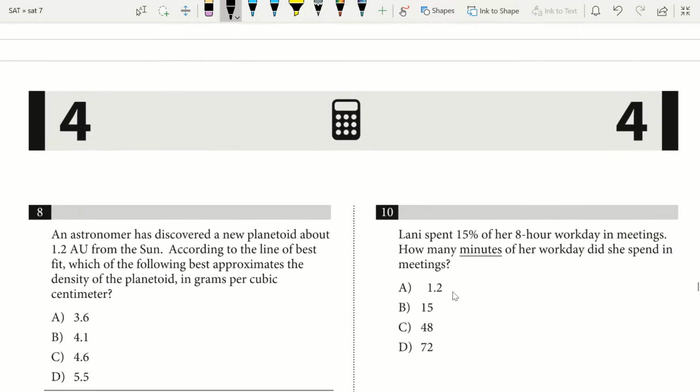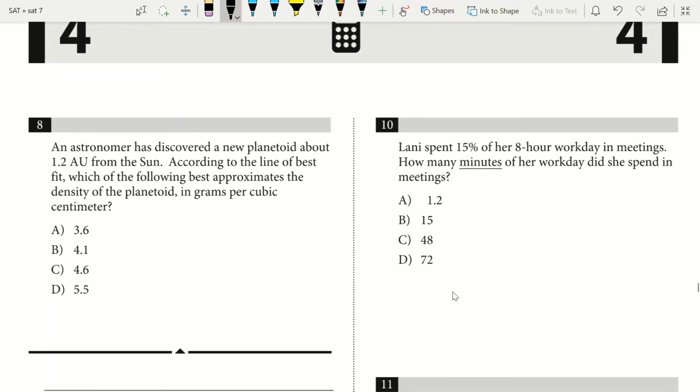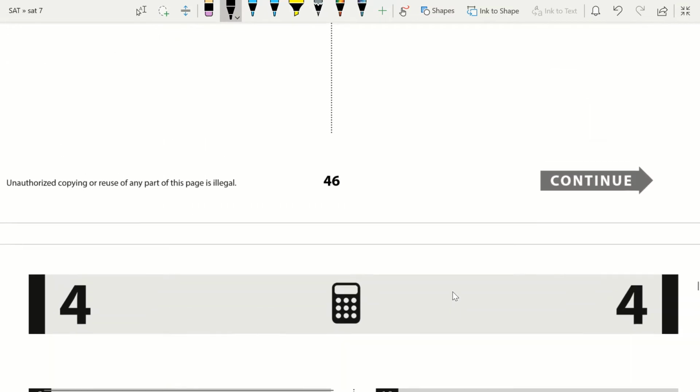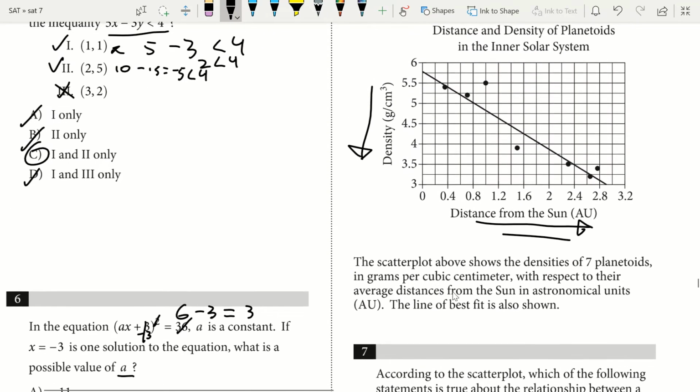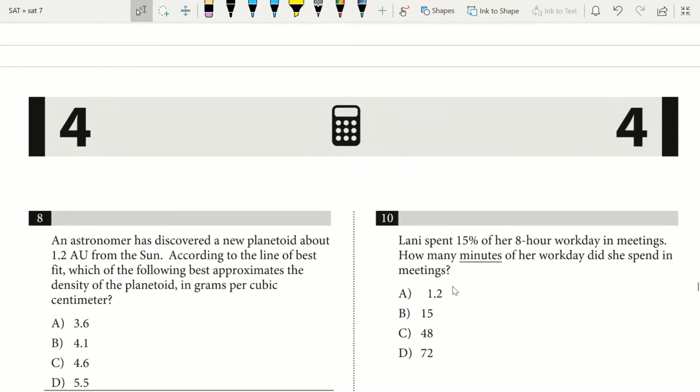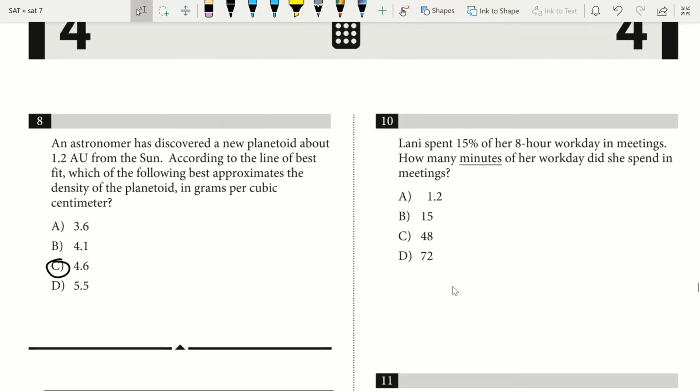All right, question 8. An astronomer has discovered a new planetoid about 1.2 AU from the sun. According to the line of best fit, which of the following best approximates the density of the planetoid in grams per cubic centimeter? All right, so I'm approximating density based on the line of best fit using 1.2 AU. 1.2 AU is right here. I go up to my line of best fit, and then I go over, and I see that's going to be about 4.6 grams per centimeter cubed. So my answer is going to be C.